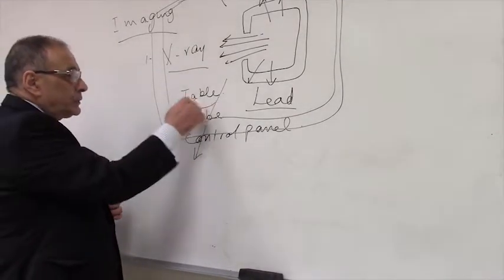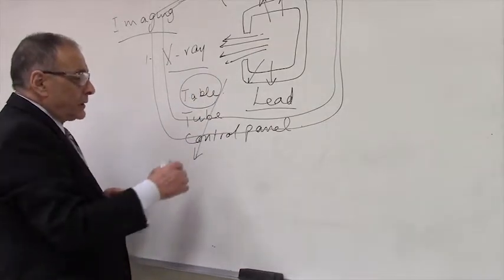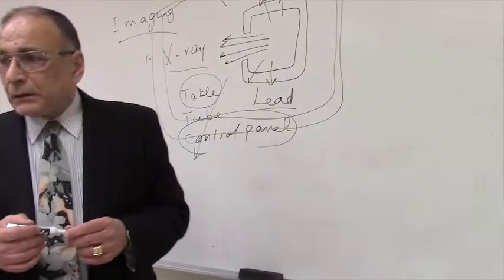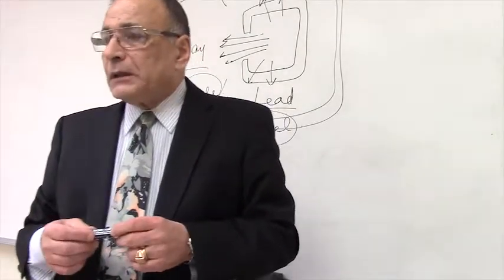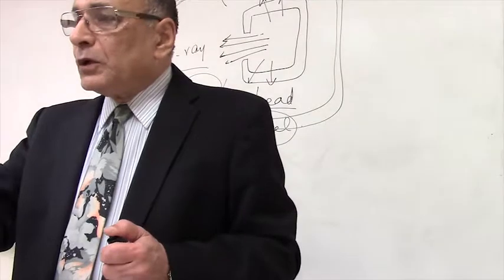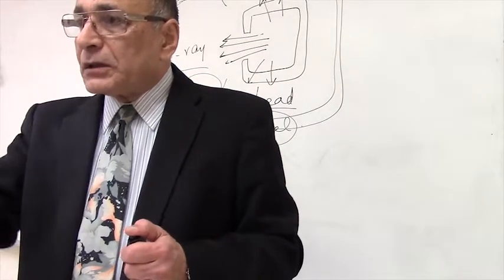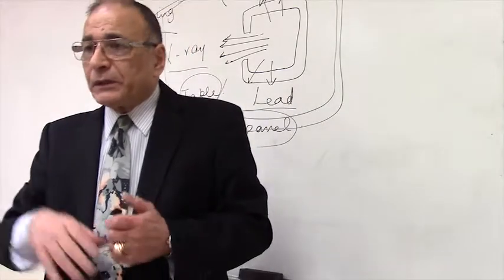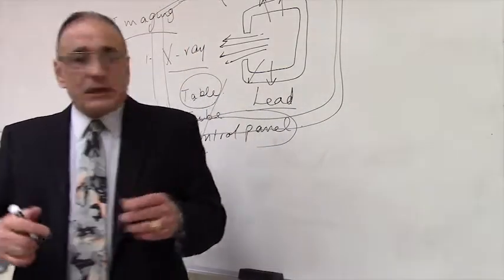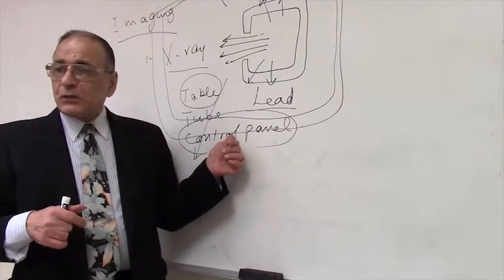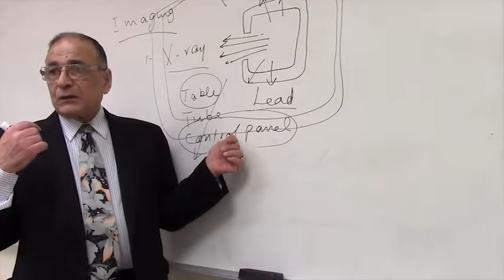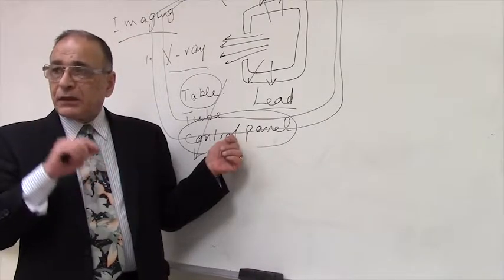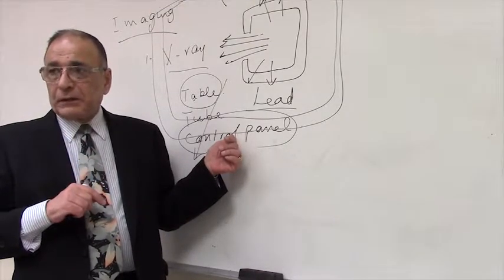That is the tube and the control panel. What is the control panel? The control panel is a button. When you press the button, the machine starts to emit the X-rays. Okay? This is called the control panel. And that is why it depends. If the control panel is found outside the room, you have to go outside the room and prepare the patient, and the patient has to be ready before you press on the control panel.